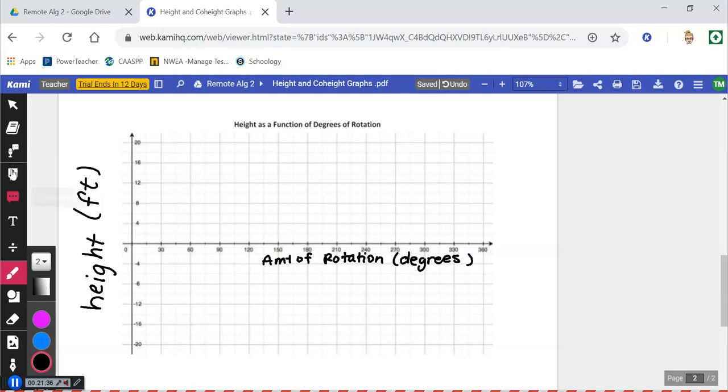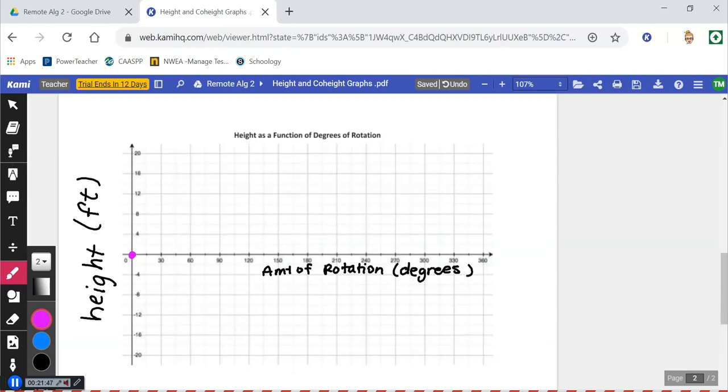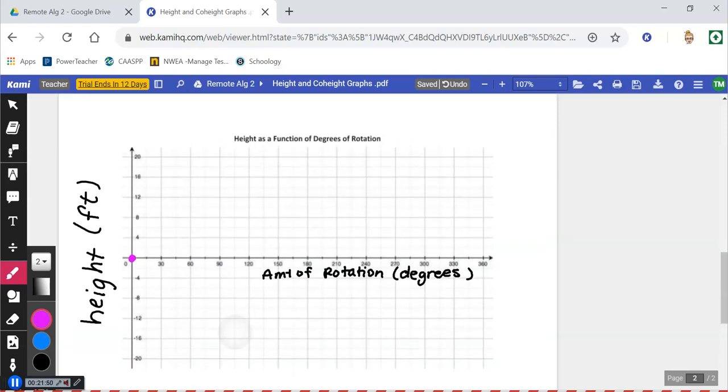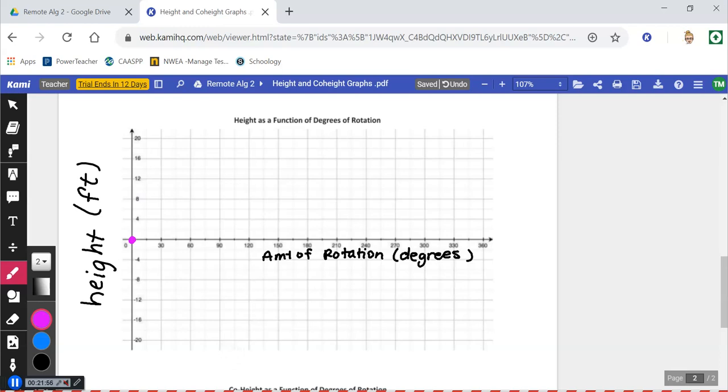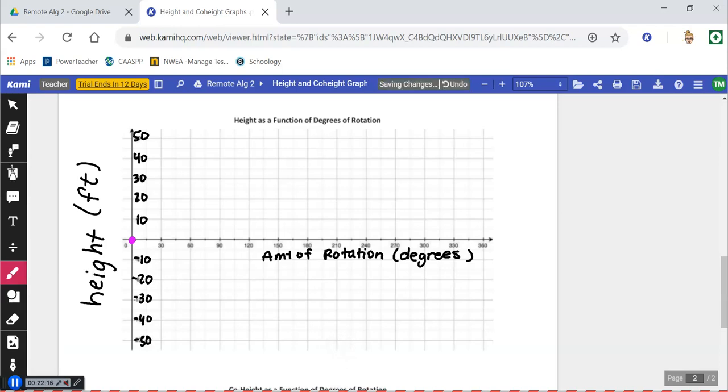Okay, so at a 0 degree rotation, we had a height of 0 feet. At 30 degree rotation, we had a height of 25 feet. Why isn't this graph big enough? Okay, so we're actually going to have to fix this scale, I just realized. This should be a 10, 20, 30, 40, 50, -10, -20, -30, -40, -50. Sorry about that.